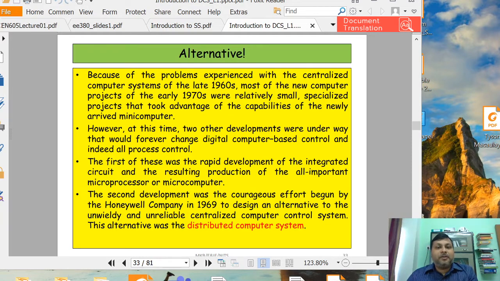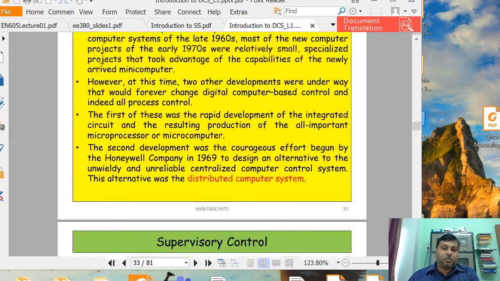So now the microcomputer or microprocessor has come. The second development was the courageous effort begun by the Honeywell company in 1969 to design an alternative to the unwieldy and unreliable centralized computer control system, that is, the direct digital control system. This alternative was the distributed computer system. They introduced this revolutionary idea of the distributed computer system in comparison to the centralized computer control system. Now we are going to understand what the features of these distributed computer systems are.